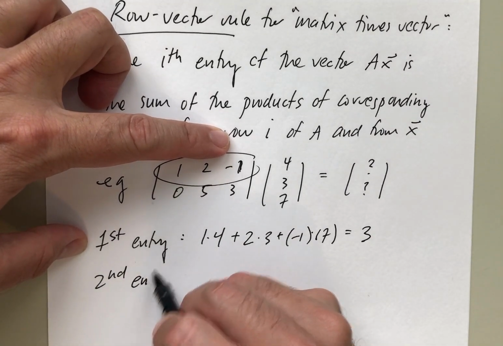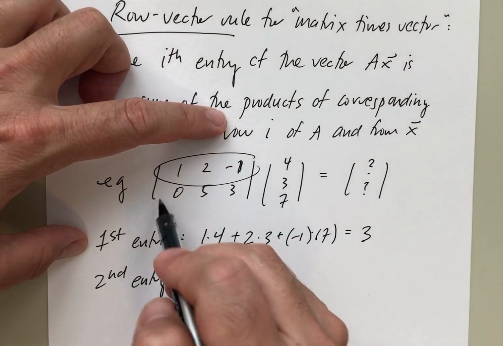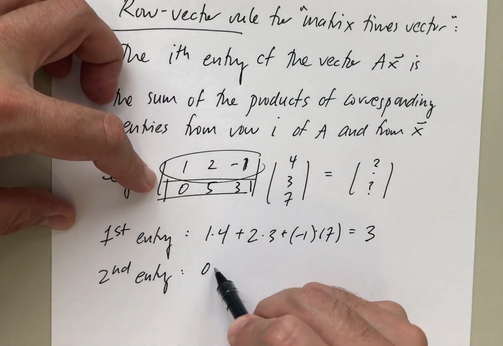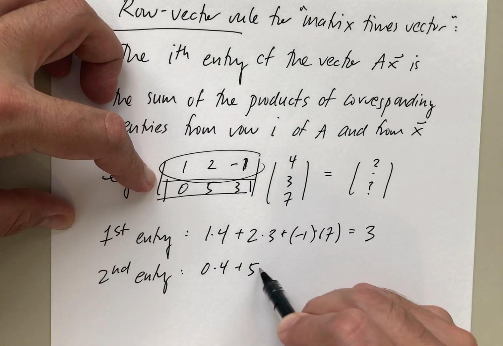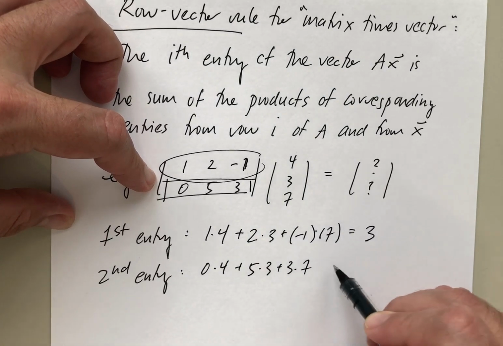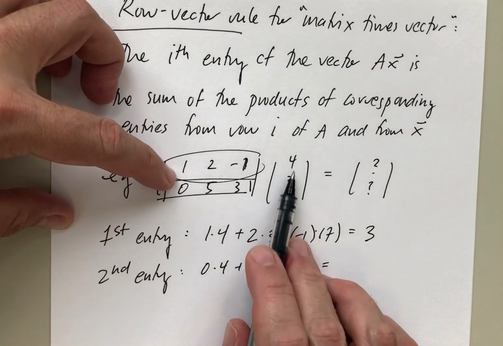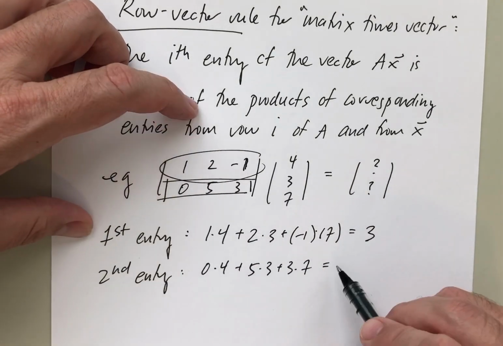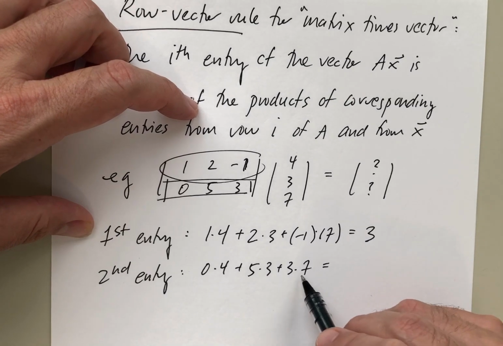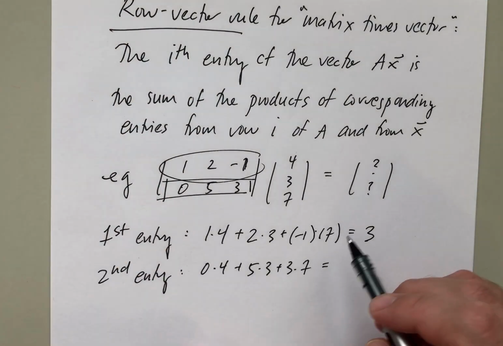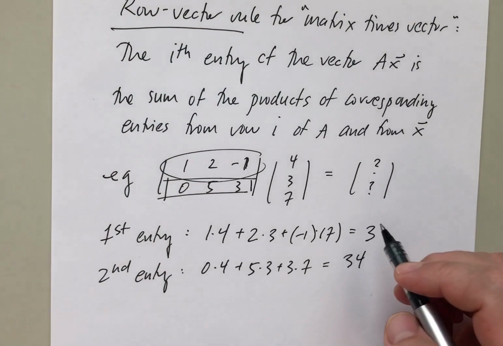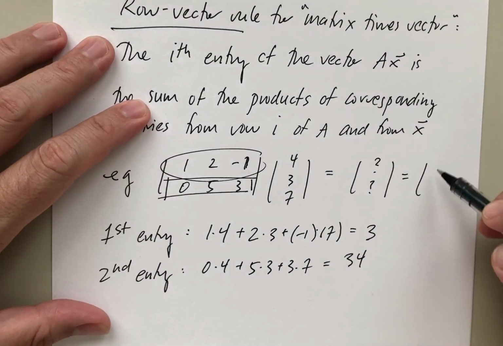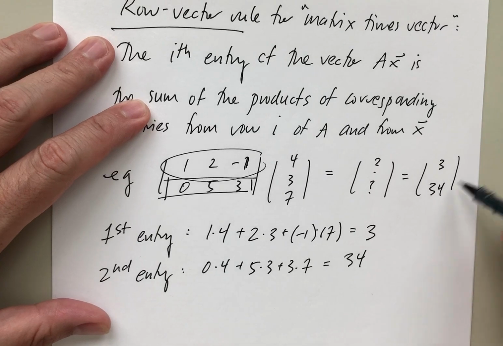The second entry will be, well, I look at the second row of A, and I do the same thing. So this will be 0 times 4, plus 5 times 3, plus 3 times 7. Again, taking the corresponding entries, multiplying them together, and adding everything. So what is this? 0 plus 15 plus 21. What is that? 34. Okay, and so now those will be my 2 entries. So this actually equals those numbers, 3 and 34.